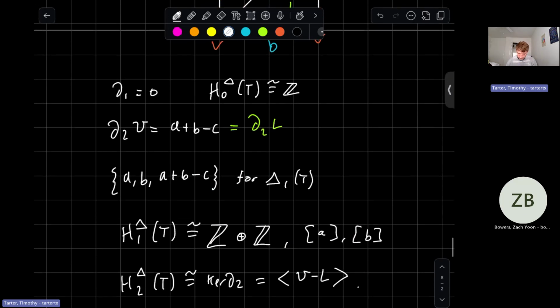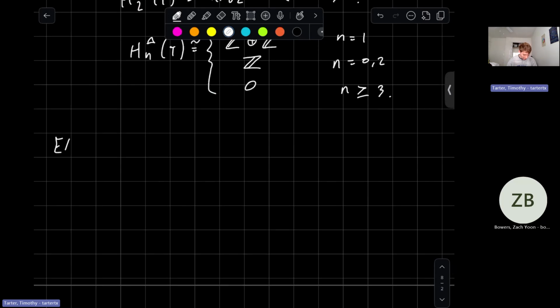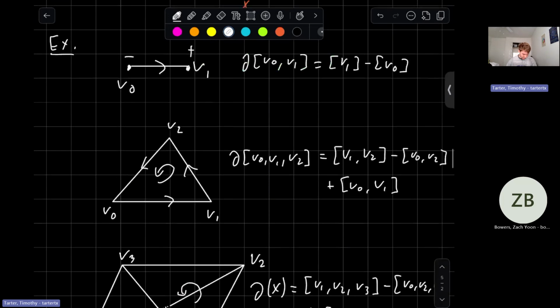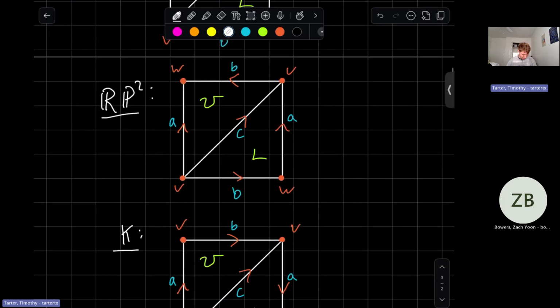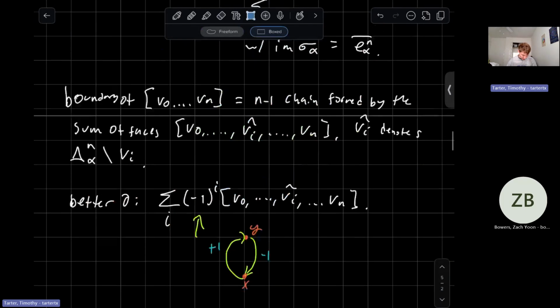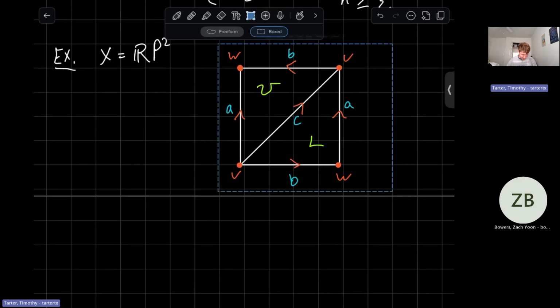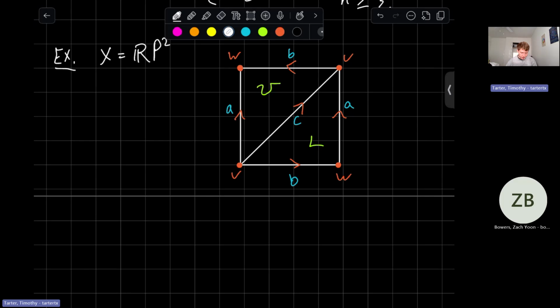Okay, our final example is X is real projective space, which I also have here. And the main difference in identification is that we fold over B and B when attaching it to itself. So we get like this twist going on.